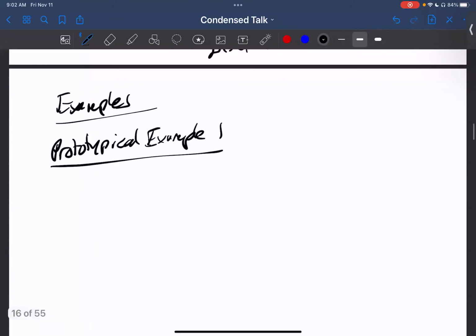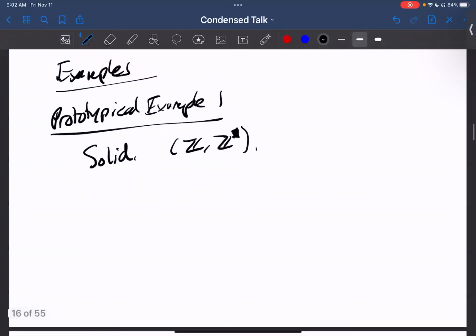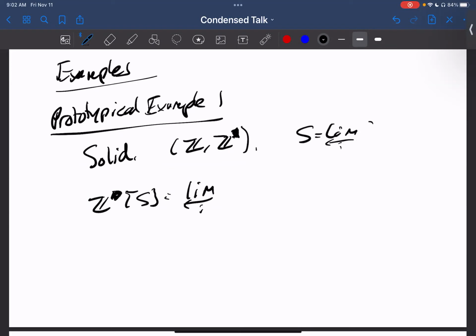Our first prototypical example is solid. So what is solid? It's going to be what we call Z solidified. So in particular, Z solidified of S is the formal inverse limit. So if S is equal to the inverse limit of S_i, where S_i is finite, this is the formal inverse limit of Z of S_i.